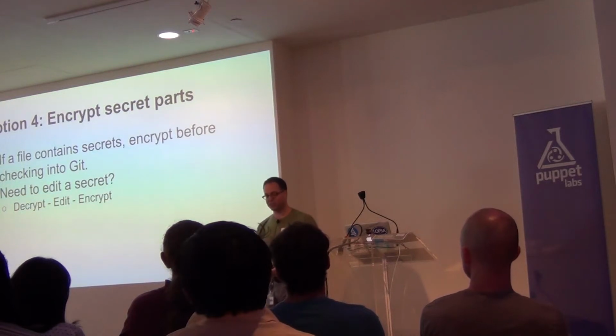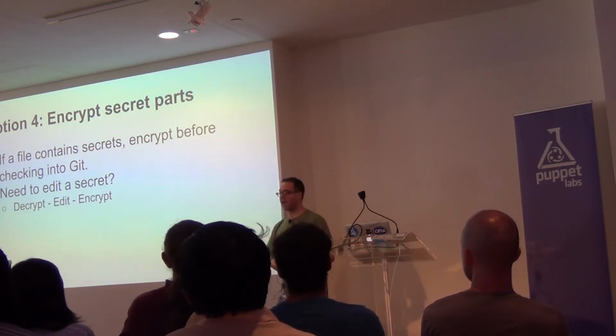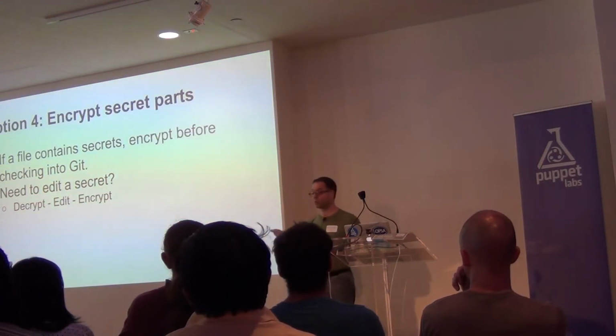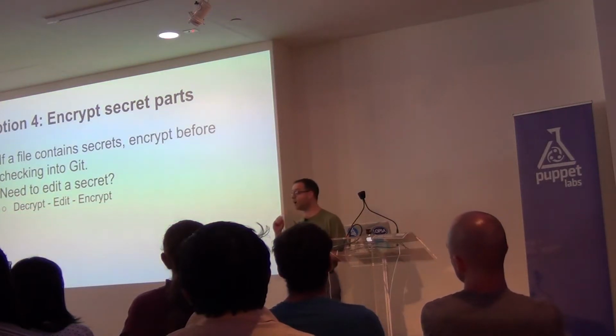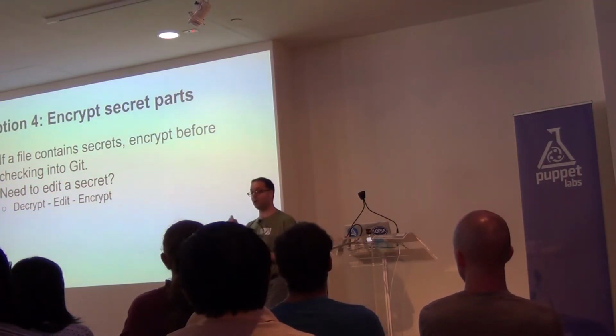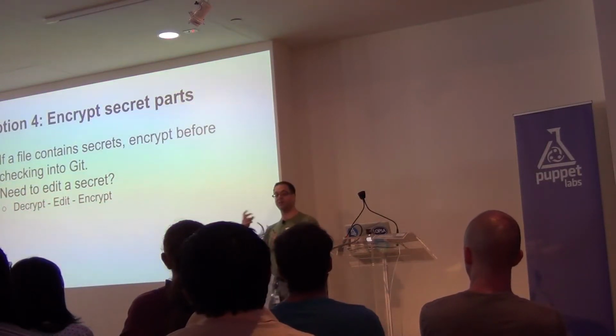So we were in this situation at Stack Exchange, and we needed to come up with a different option. And our option was we were going to encrypt any file that contains secrets before it goes into our Git repository. So we're going to encrypt it with PGP, the GNU Privacy Guard. And any time you need to edit a file with secrets in it, you would decrypt the file, edit it, and then re-encrypt it.